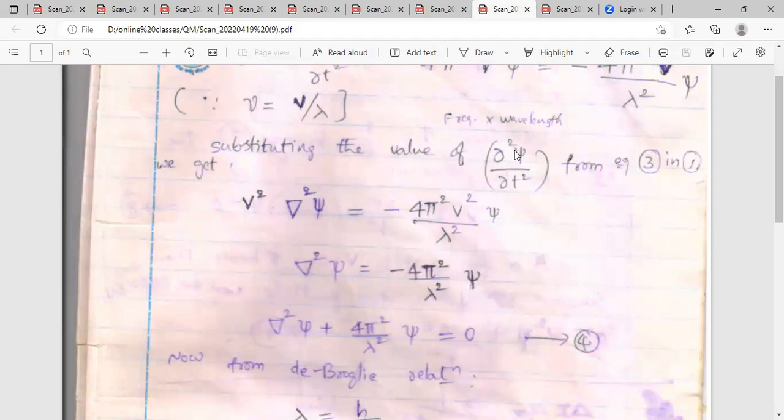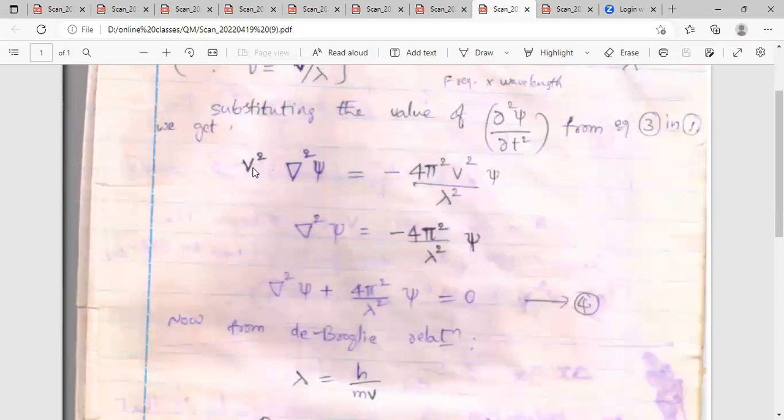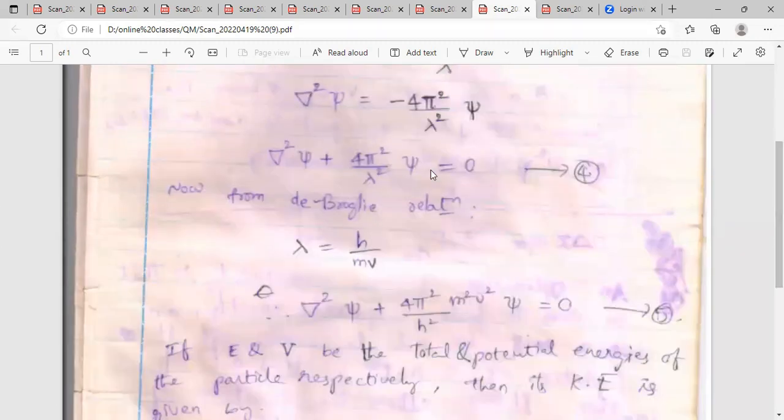Substituting the value of dou square psi by dou t square from equation 3 in equation 1, what do we get? V square del square psi is equal to minus 4 pi square v square psi by lambda square. Then del square psi is equal to minus 4 pi square by lambda square into psi, as v square cancels out. Then del square psi plus 4 pi square by lambda square into psi is equal to 0. From the de Broglie relation, lambda is equal to h by mv, that is equal to h by p also.